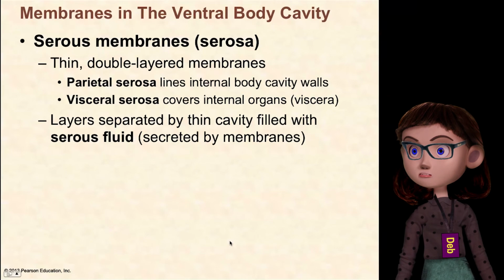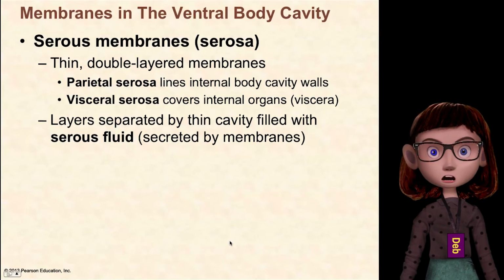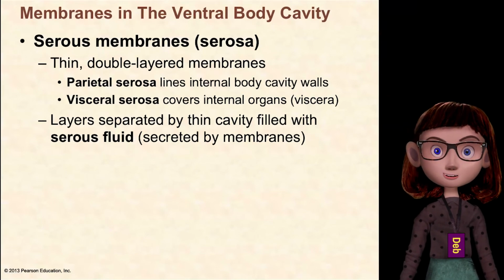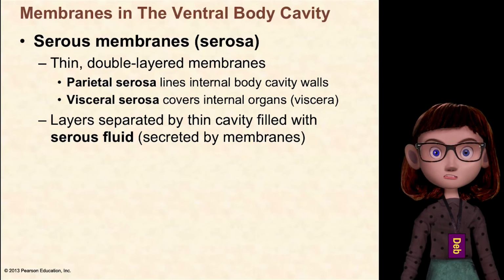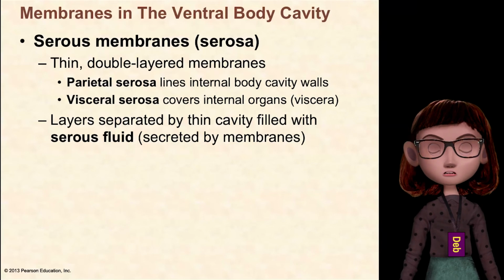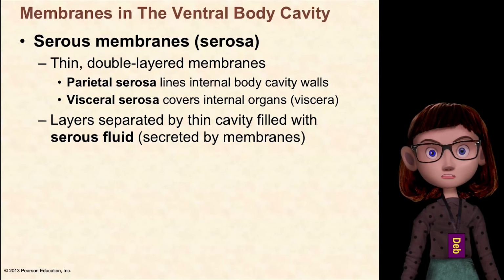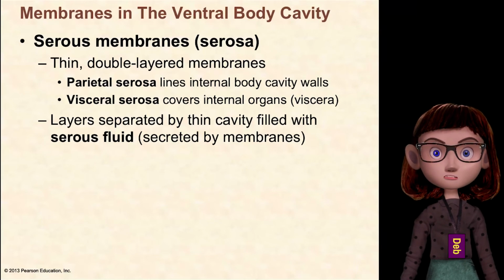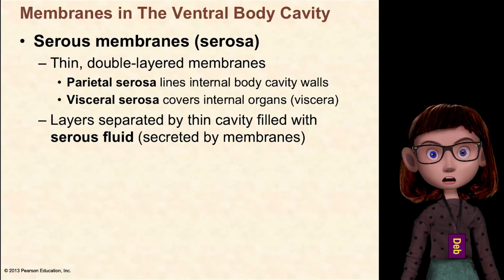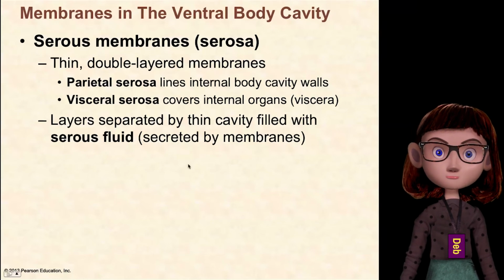There are membranes in the ventral body cavity. They are called serous membranes or serosa. These are thin double-layered membranes. They have these two layers. The parietal serosa lines the internal body cavity walls, and the visceral serosa covers the internal organs, or the viscera. So if you remember these organs as viscera, you will remember that that is called the visceral serosa.